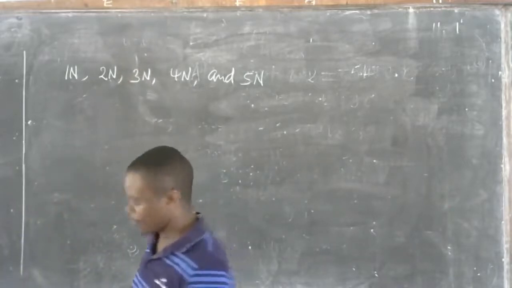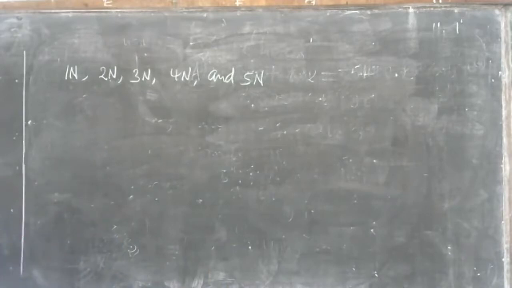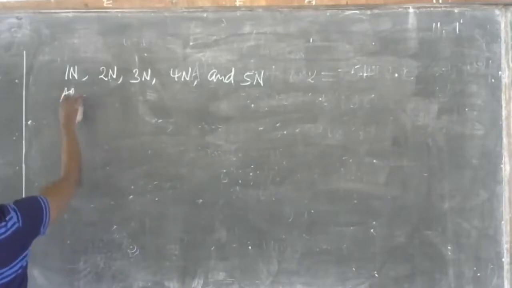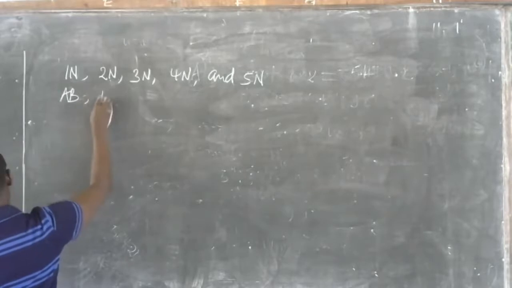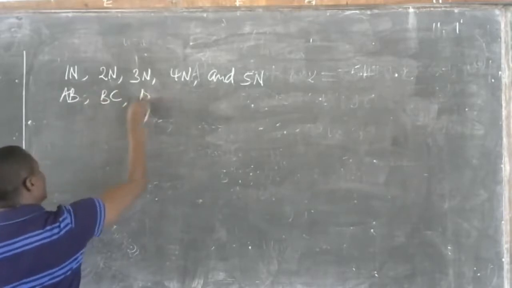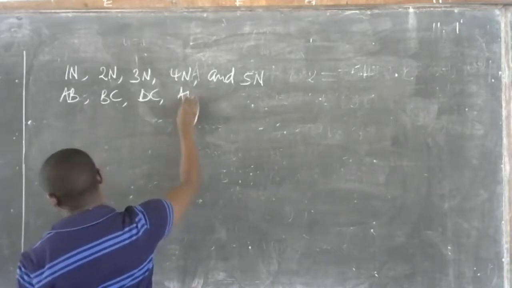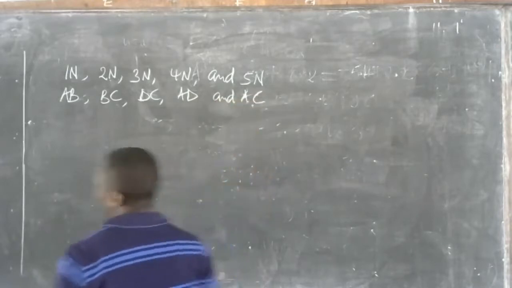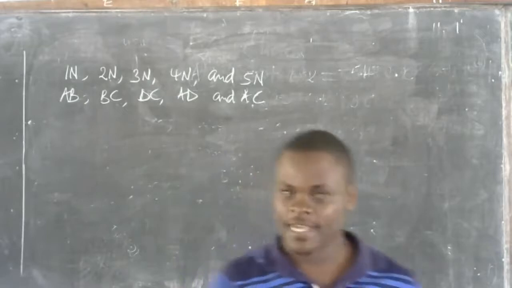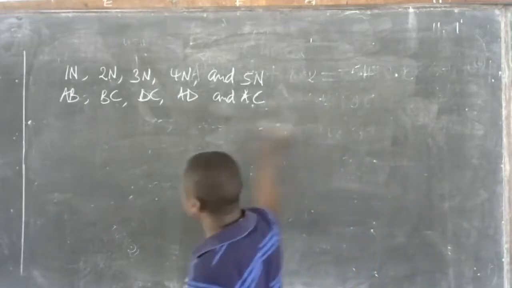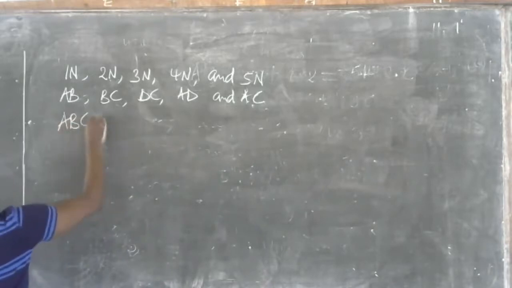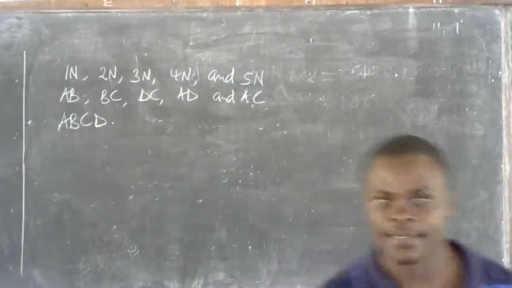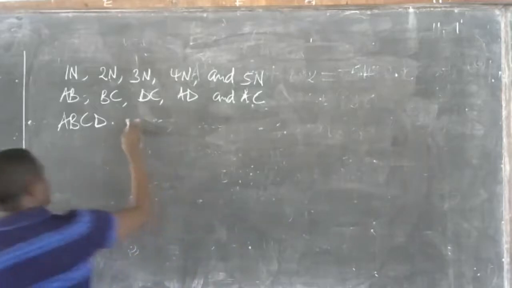act along sides AB, BC, DC, AD, and the AC of a rectangle ABCD. Full stop.